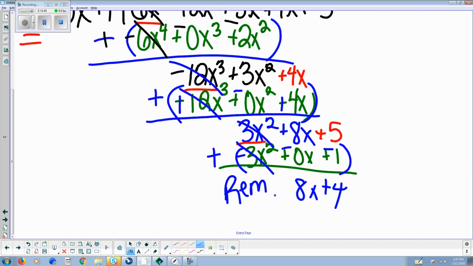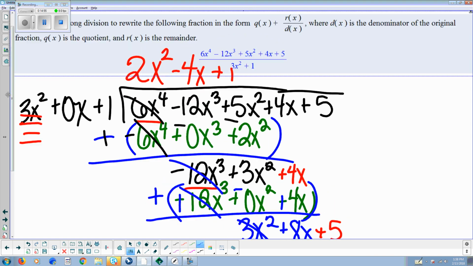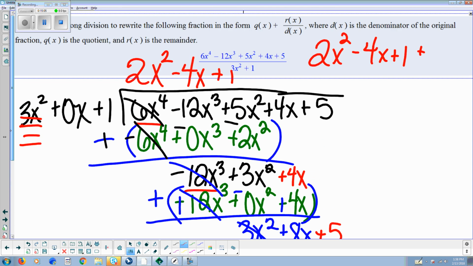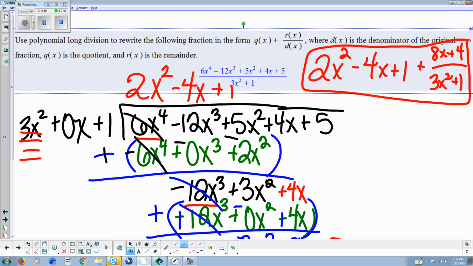So when I'm going to write my overall solution here, when I have a remainder, my quotient was 2x squared minus 4x plus 1 plus my remainder, which is 8x plus 4, and that goes over the original divisor, which was 3x squared plus 1. This is my answer.